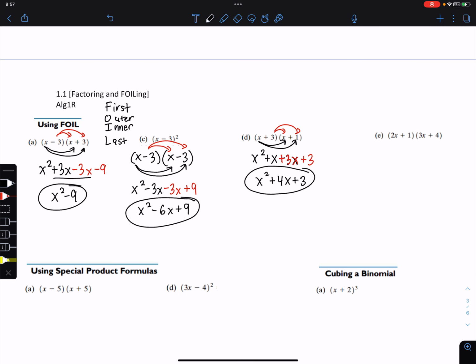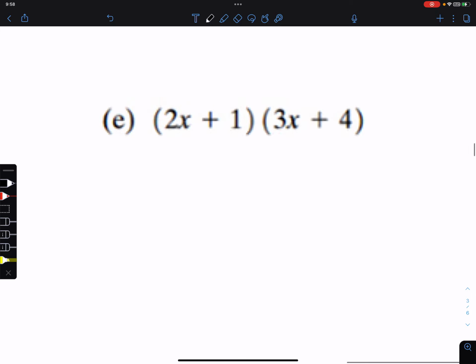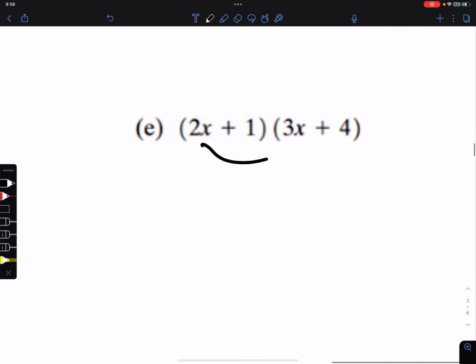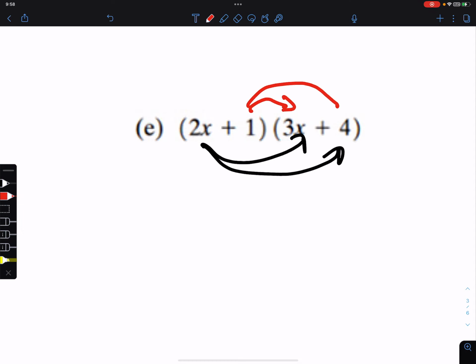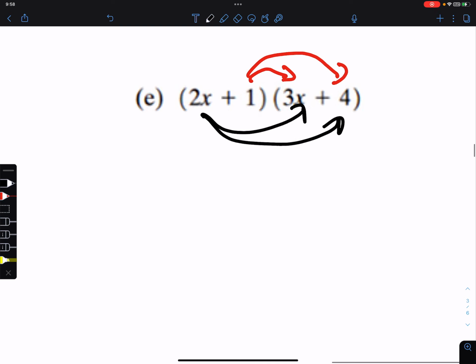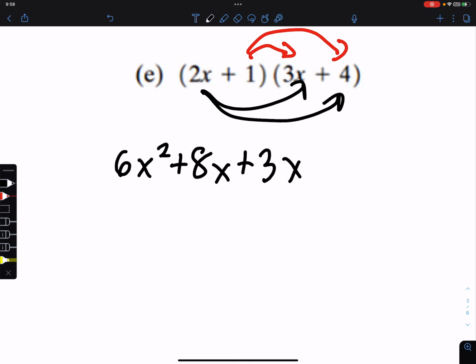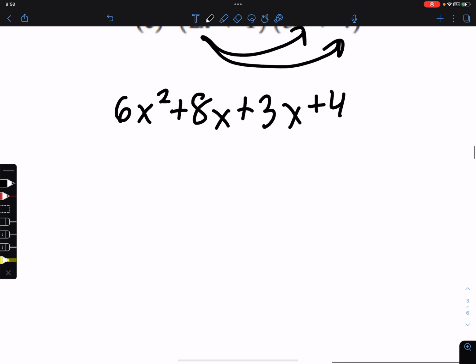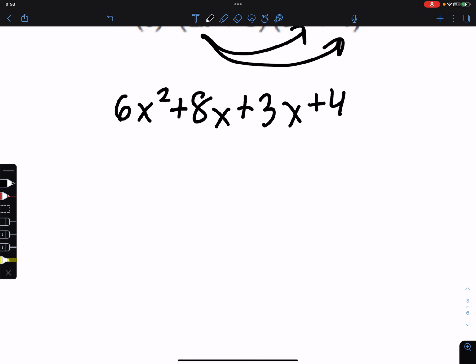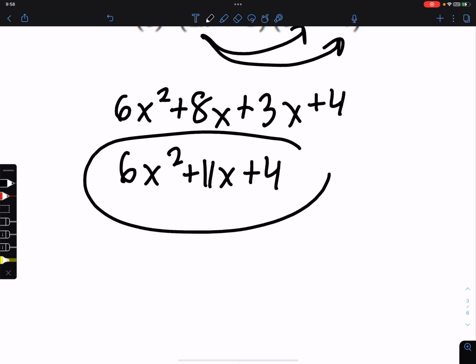Okay. Now, this one, we just have to do this times this times this, and then we add that with this times this, and this times this. It's the same thing. So 2x times 3x is 6x squared. 2x times 4 is plus 8x. 1 times 3x is just plus 3x. And then 1 times 4 is plus 4. Okay? You add them together. 6x squared plus 11x plus 4.